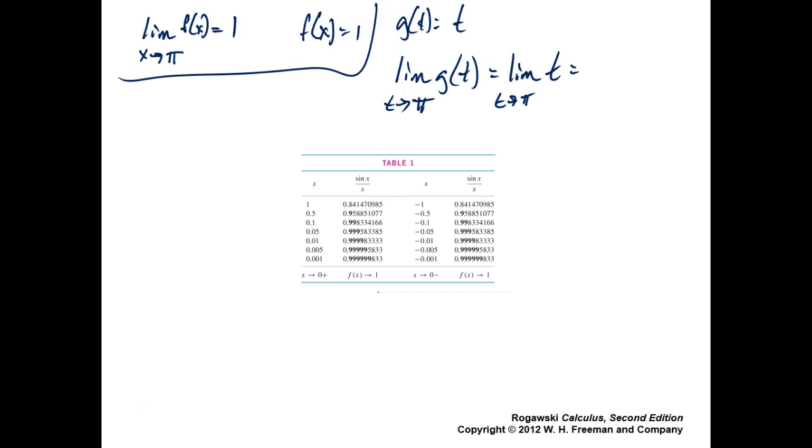Because in this case, g of t is your identity function, t, going at the slope of 1 here. So as t is approaching pi here, it would be approaching pi here too. Basically, the limit of t as t approaches pi would be pi, because t is getting closer and closer to pi. Exactly. Okay.